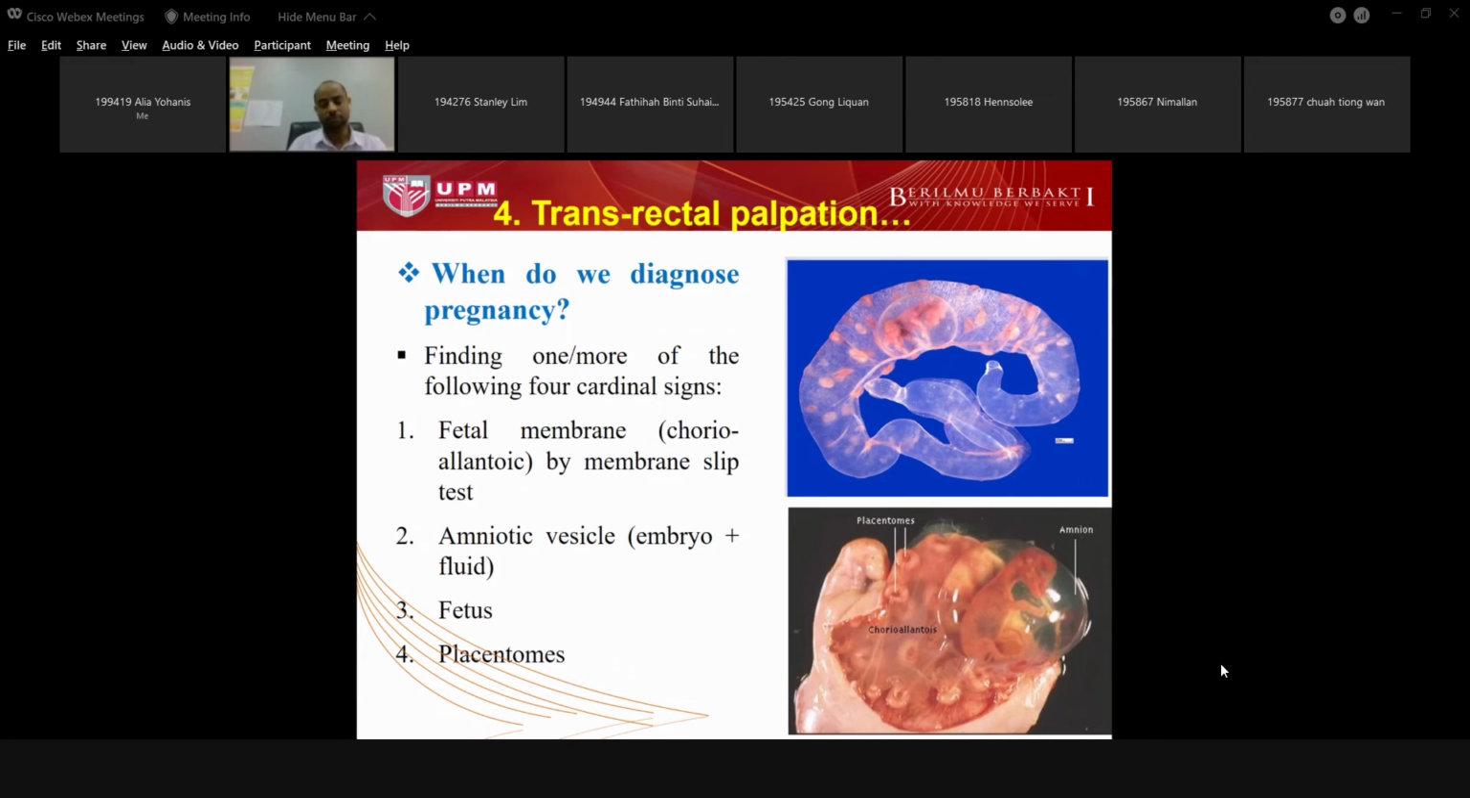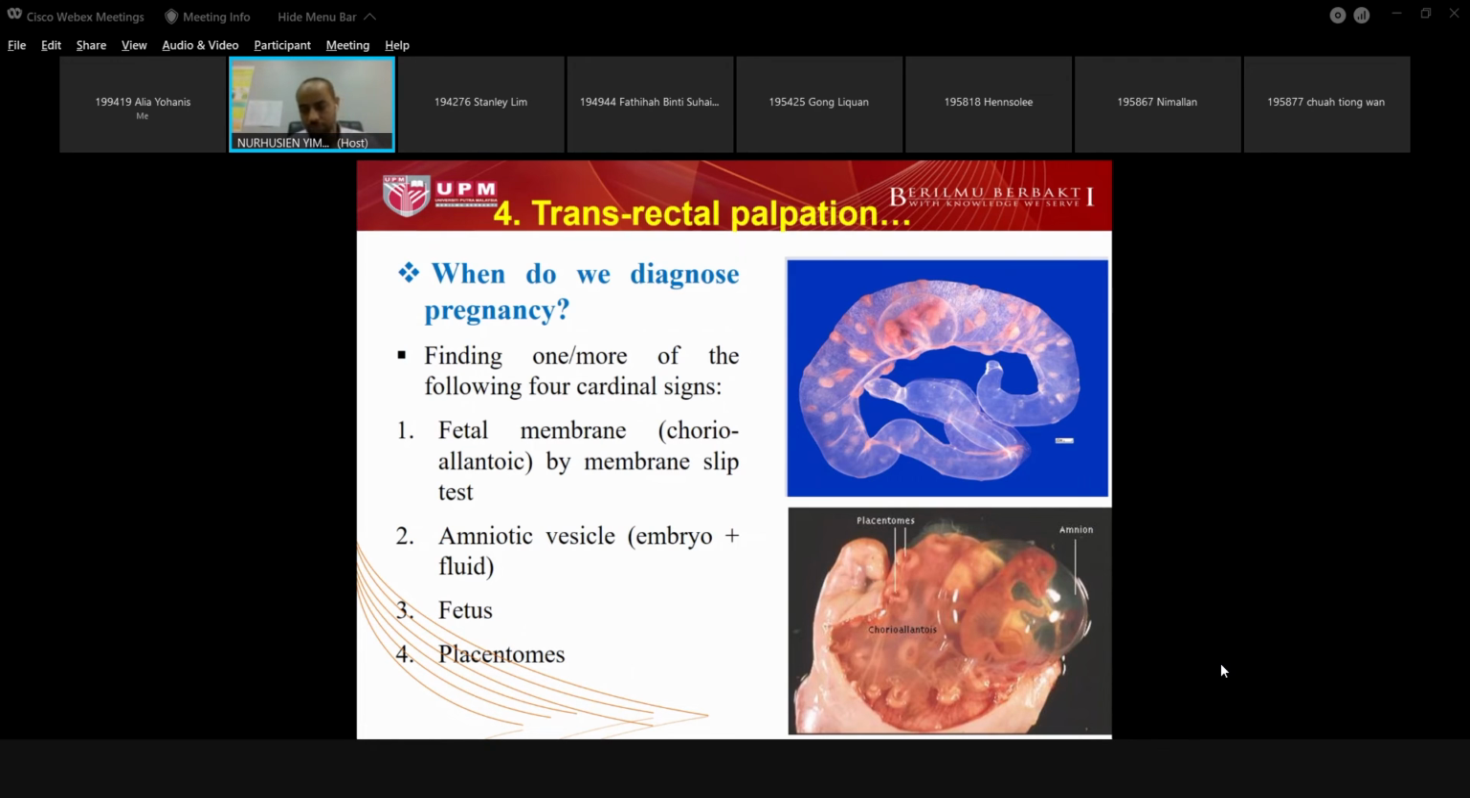So after you make up that systematic examination along the tract, how do you finally make a diagnosis? When are you going to say that, yes, this cow is pregnant? For you to say this, you have to depend on these four major findings. One of them is the fetal membrane slip test. You need to make sure that there is a fetal membrane surrounding the embryo.